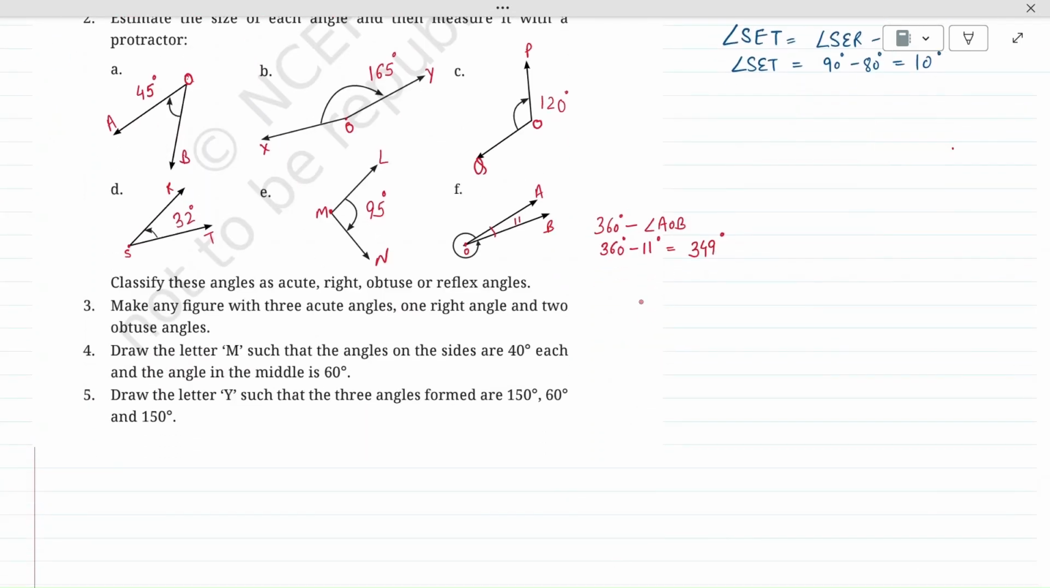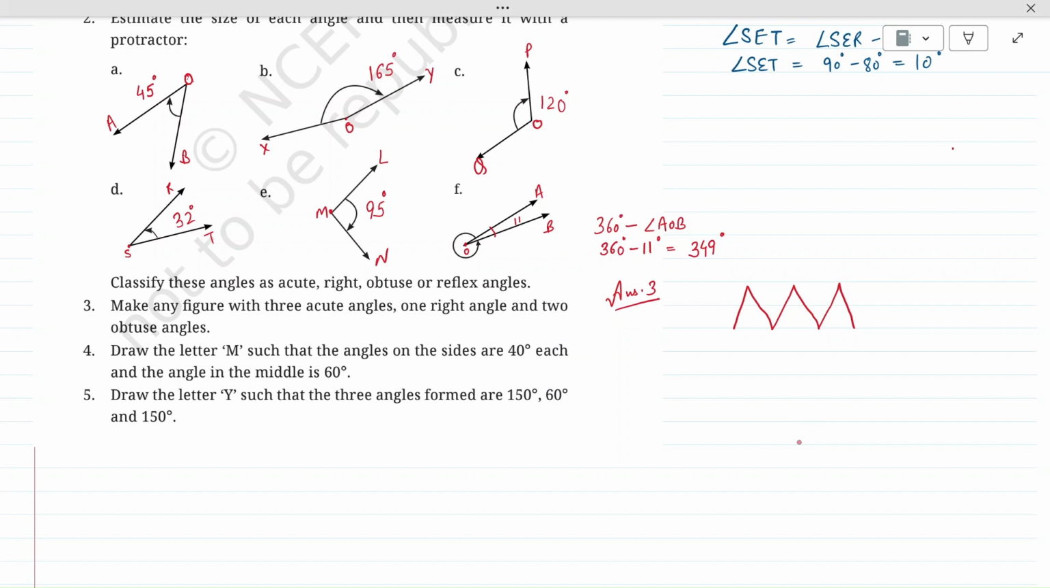Now, next one is answer 3. What we have to do here is make one figure with 3 acute angles, 1 right angle and 2 obtuse angles. Okay, so let us try making this. 3 acute angles is 1, 2, 3. Okay, this figure has 3 acute angles and now 1 right angle.